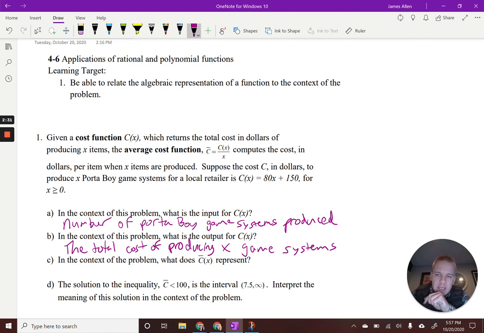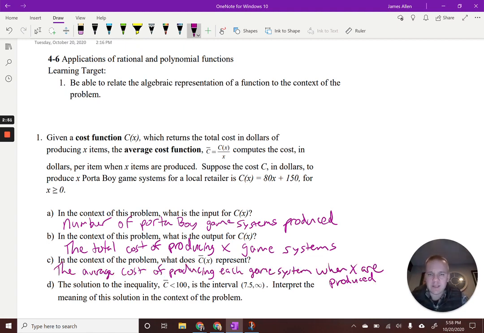All right, part C. In the context of the problem, what does C bar of x represent? Well, I think we actually already talked about that when we were reading the problem. That's going to be the average cost of producing x number of game systems. Excellent. So as we produce more and more, the average cost of producing each game system is going to decrease, right? We're going to explore more of that in a little bit.